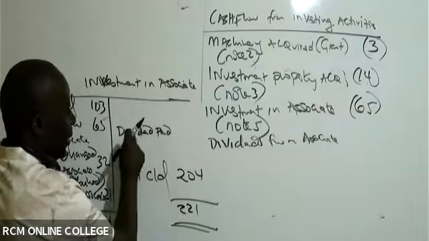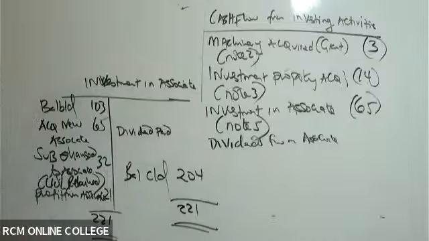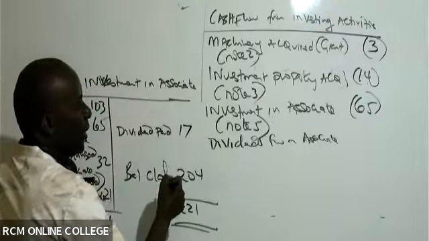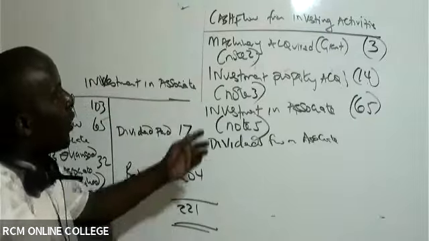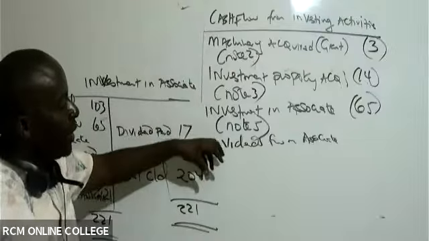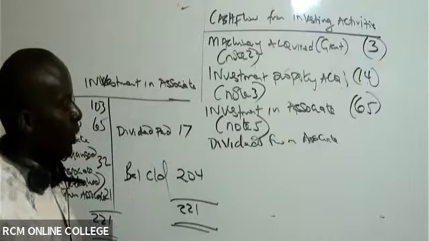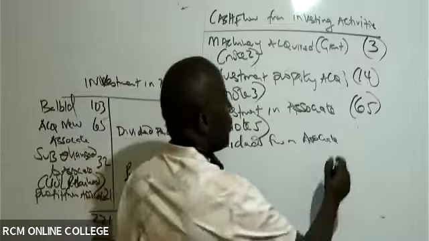Then how much dividend was paid by this associate? So it is 17. Remember, we are the investors, so we talk about dividends from the associate. What we received from the associate in this case is 17.